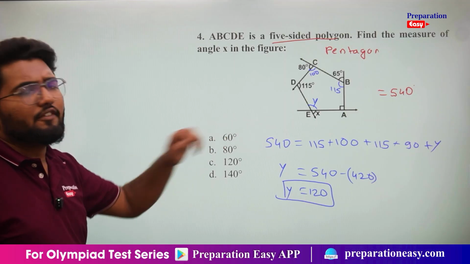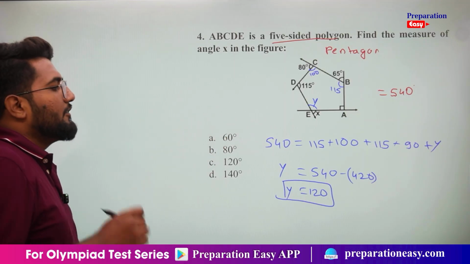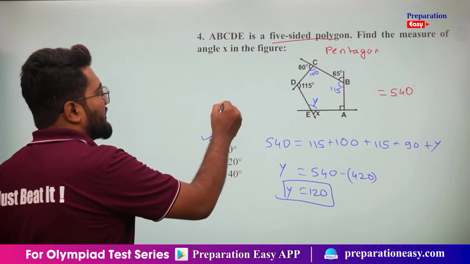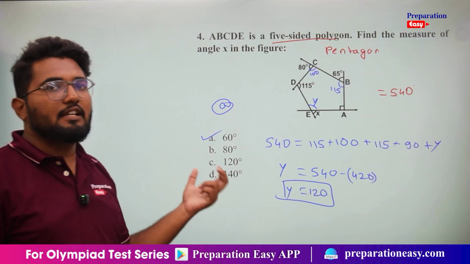So what will be x? x is the supplementary of y, that is 180 minus 120, which becomes 60. So our option will be A. The correct answer is A, that is 60.